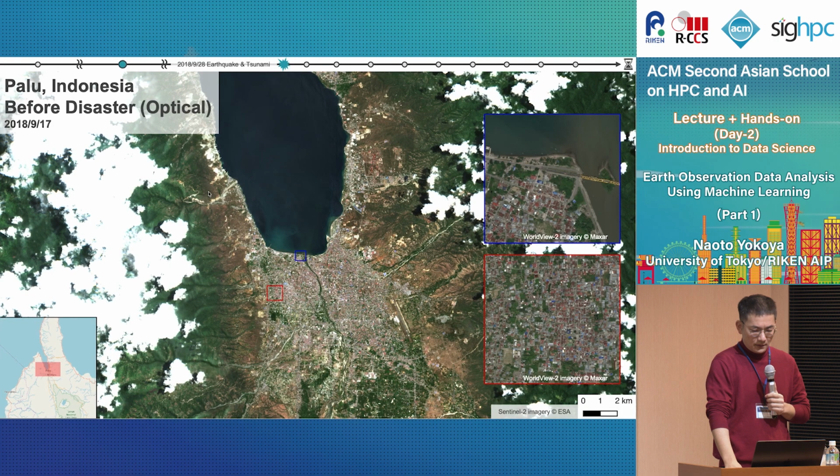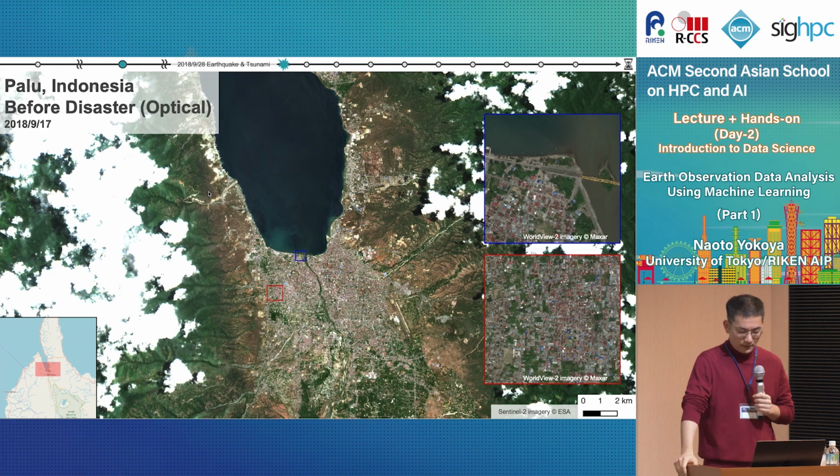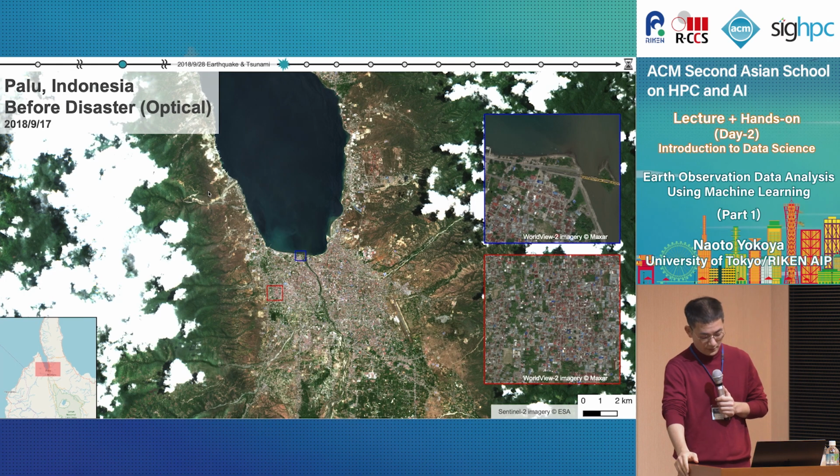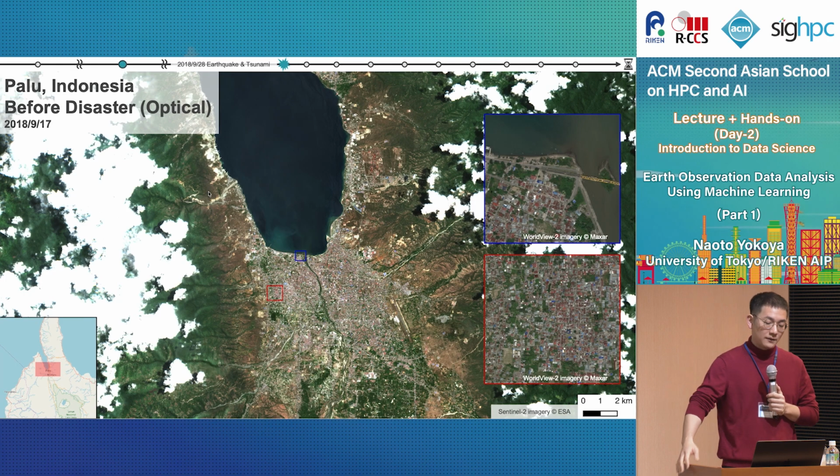So some other key application of remote sensing is disaster response. So if some disaster happens, we want to provide information as soon as possible for disaster response, or such information is also important for the recovery process. So this is an example.